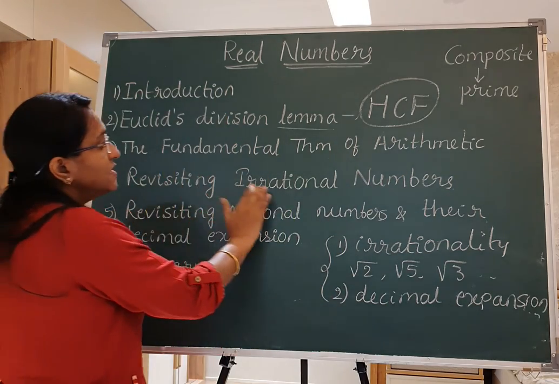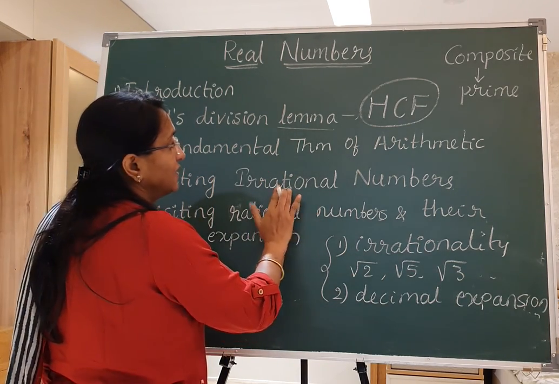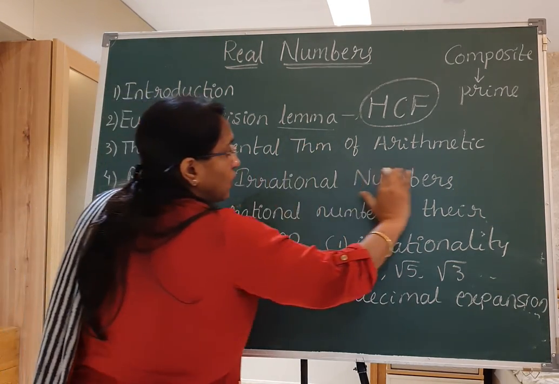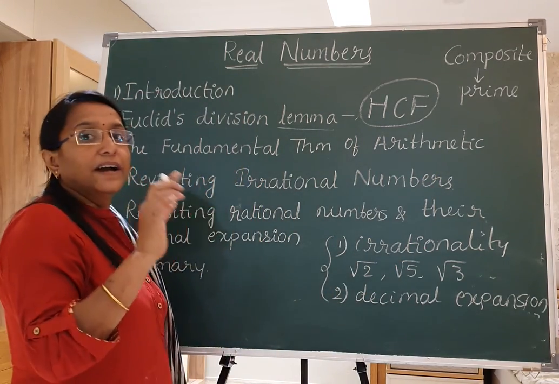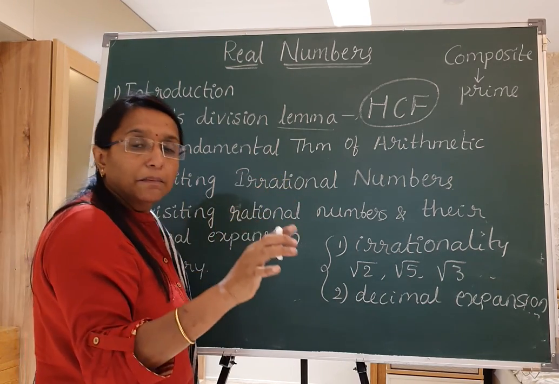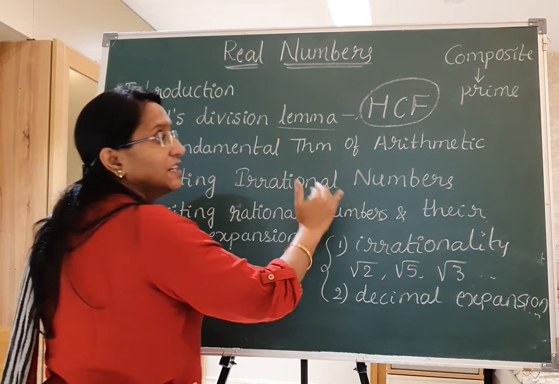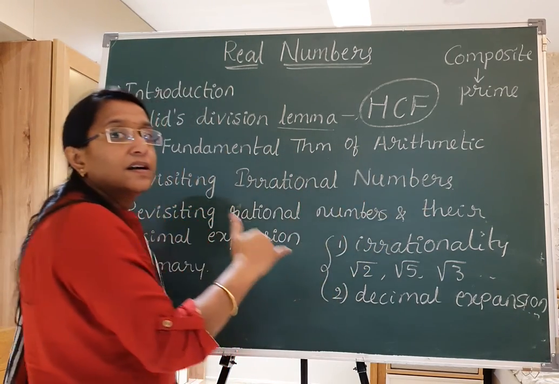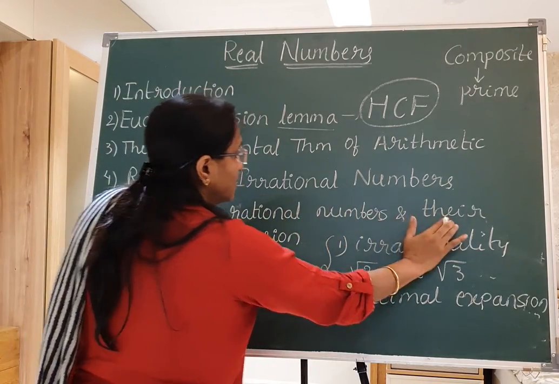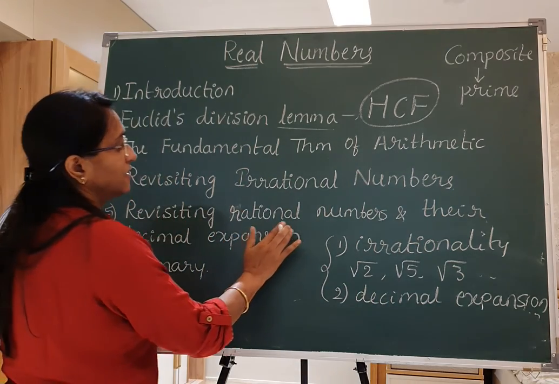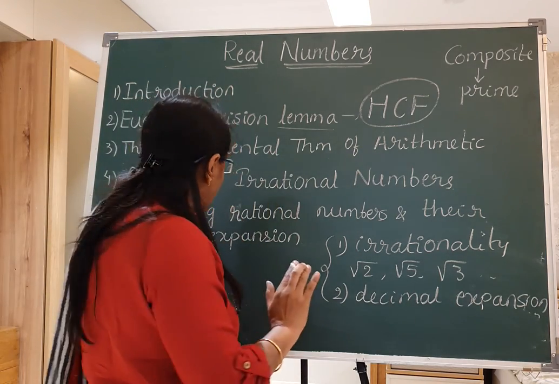Next is revisiting irrational numbers. It is nothing but proving the irrationality by using this theorem. Here we will solve the problems. In the previous class, you learned how to locate an irrational number on the number line. Next is the decimal expansion, or the irrationality of that number is to be proved. Next is revisiting rational numbers and their decimal expansion. It is also done by using the fundamental theorem of arithmetic.